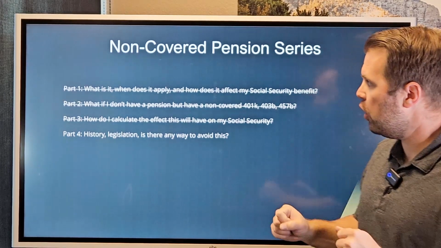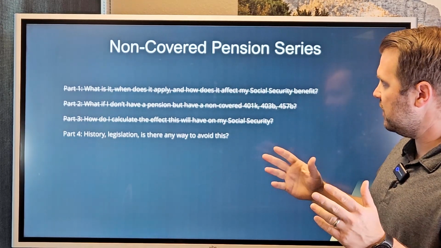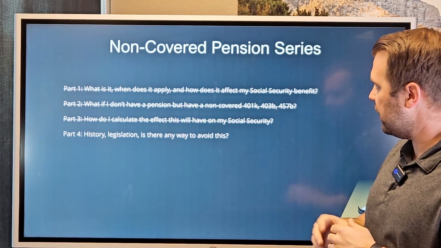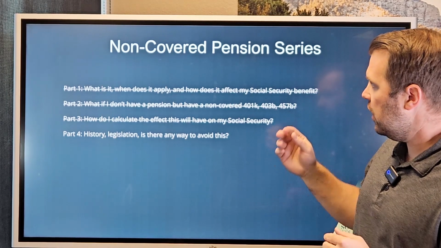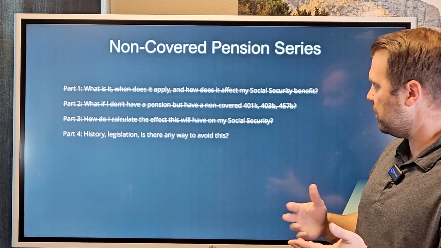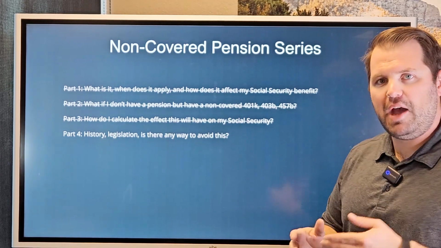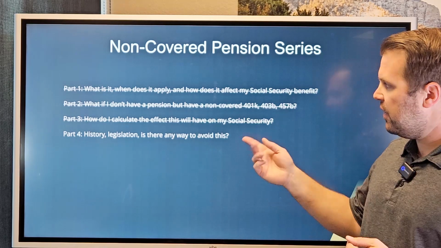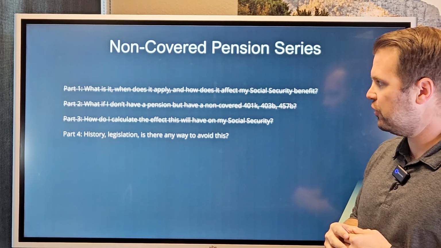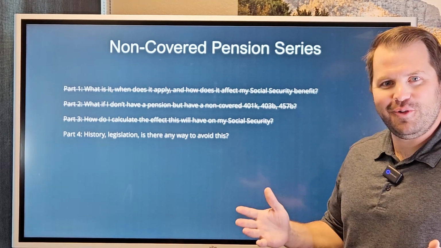So what we've been over, we did part one. What is this whole thing? When does it apply and how does it affect my Social Security benefit? Non-covered pension. What if I don't have a pension, but I have a non-covered 401k, 403b, 457? Today we talked about how exactly to calculate the effect. And then our final part 4 will be the history, legislation, and is there any way to avoid this?